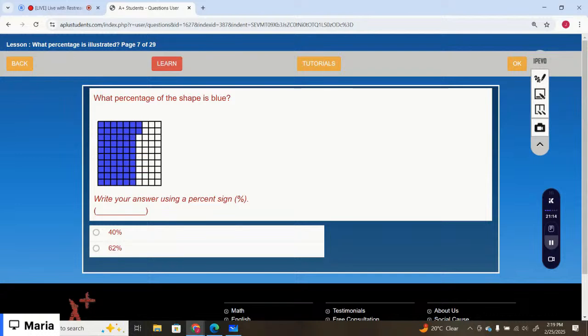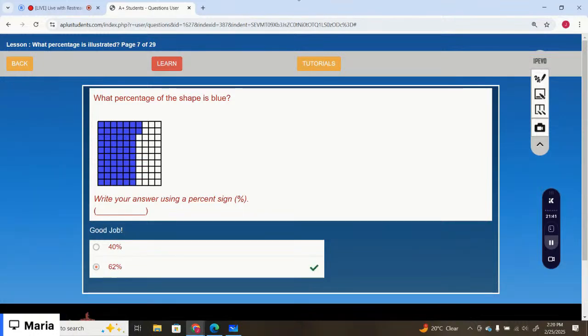What percentage of the shape is blue? The correct option is 62%. Option number two is the correct option. You can restart your computer.